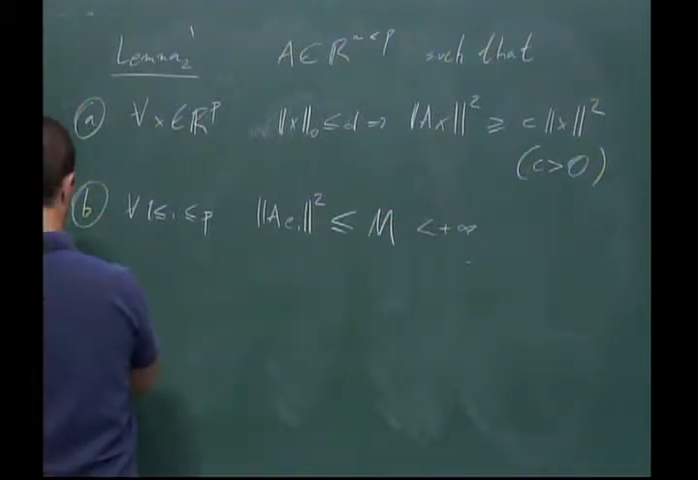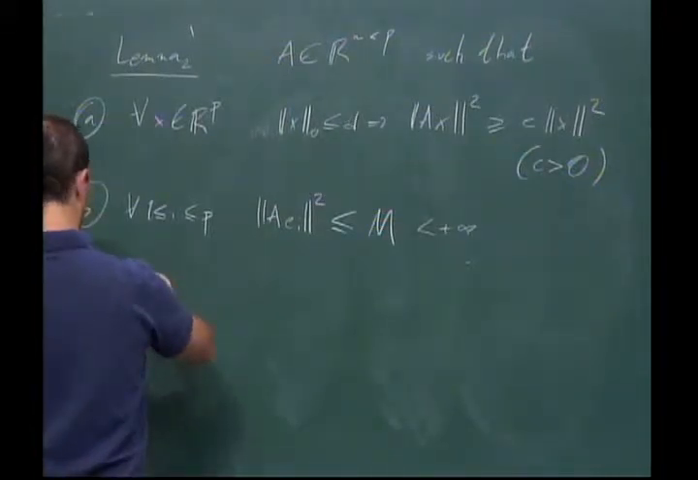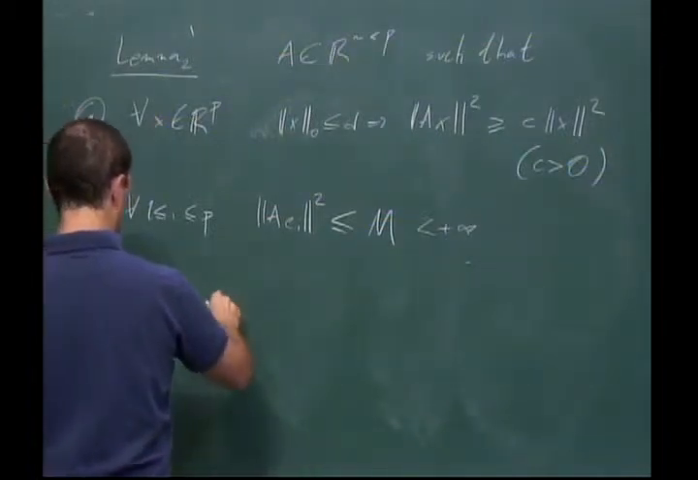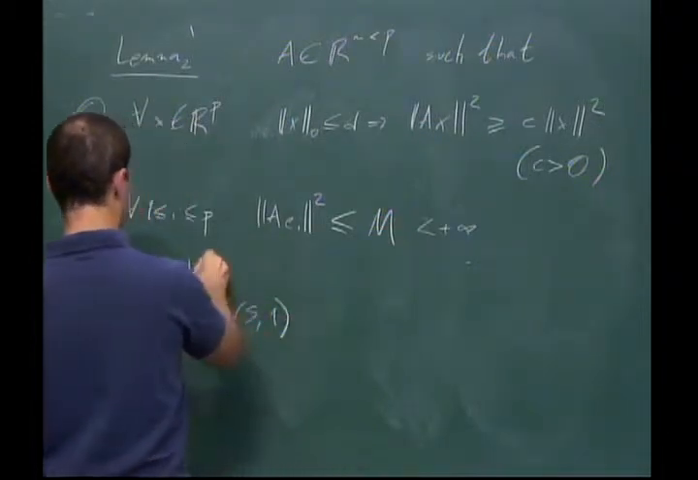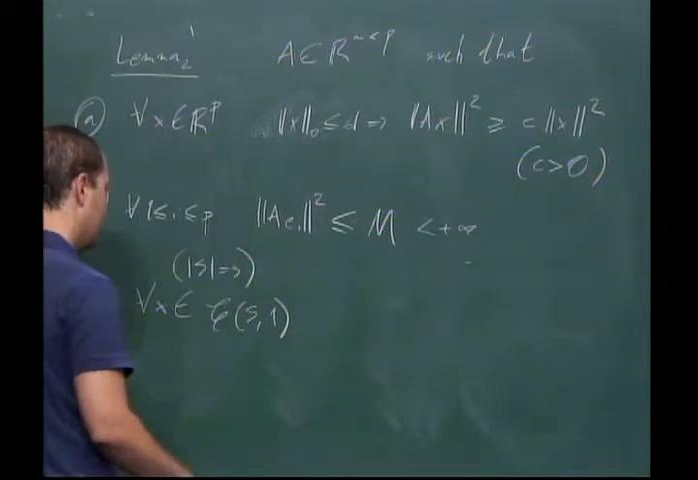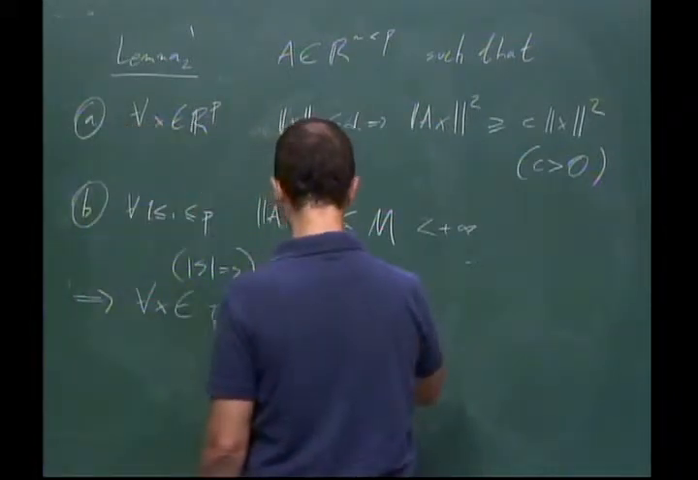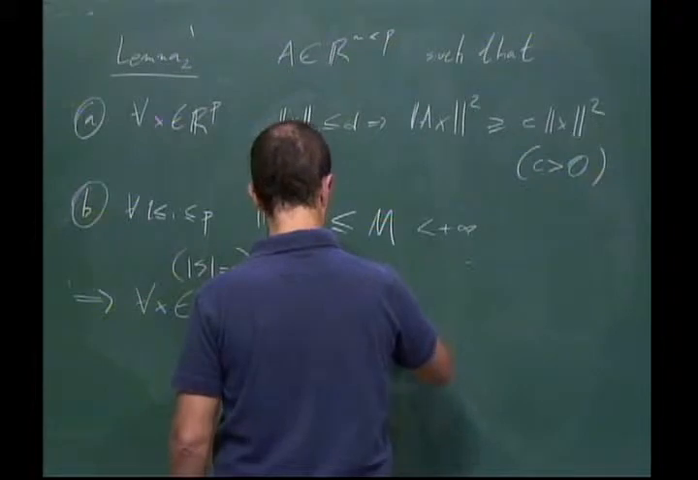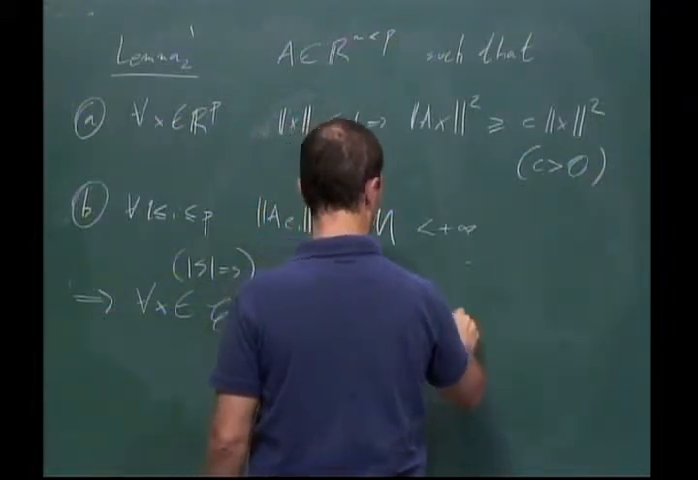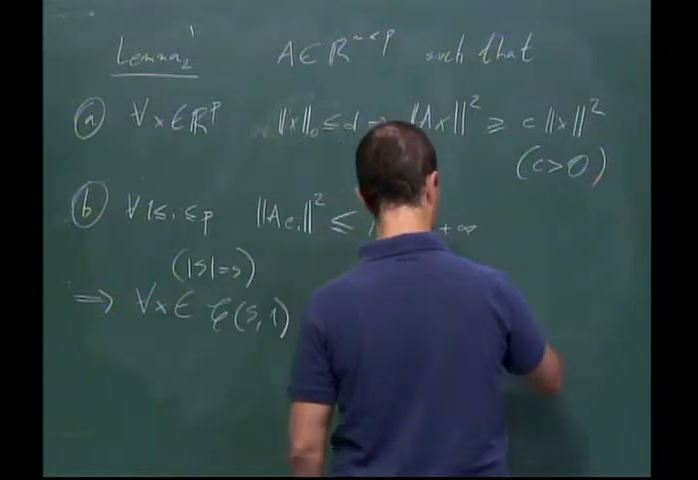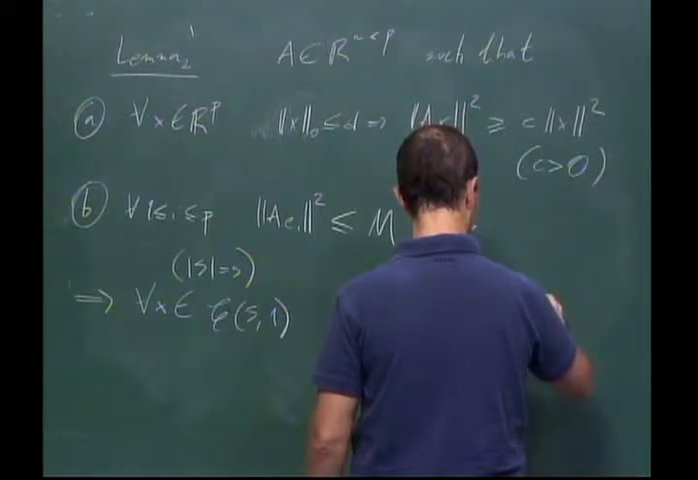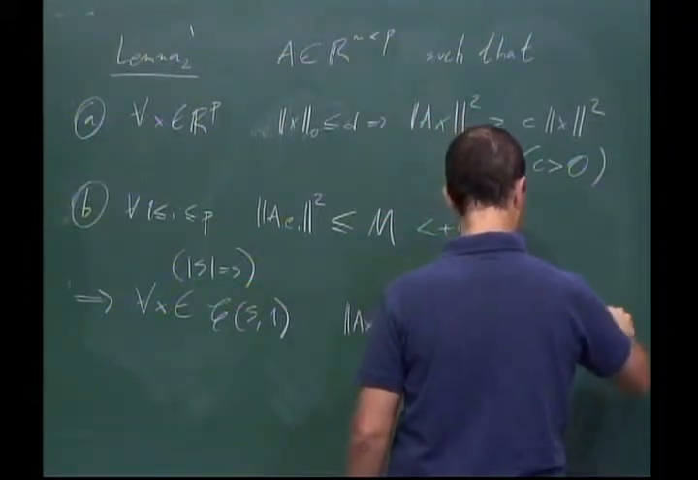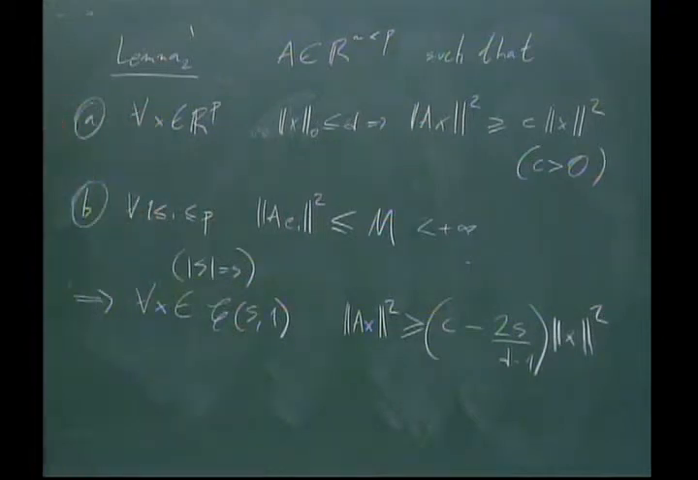And then the conclusion of the theorem is that for all x belonging to CS1, if the size of S is equal to little s, you're going to have the norm of Ax squared larger than C minus 2s divided by d minus 1 times the norm of x squared. And now we're going to see what this means.